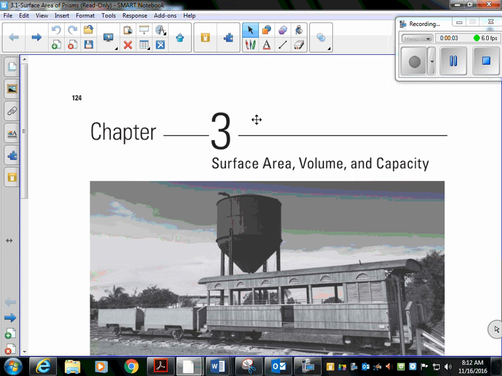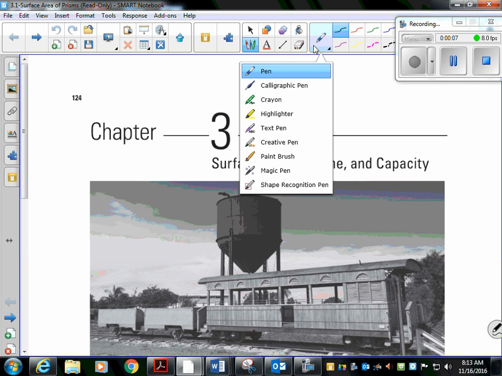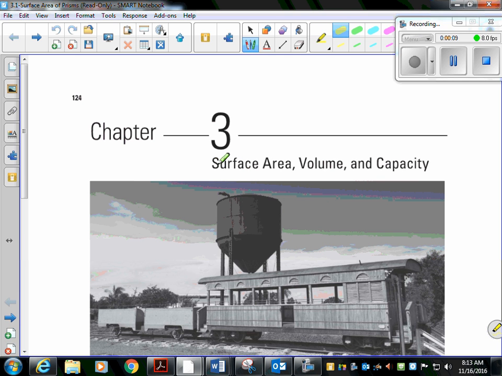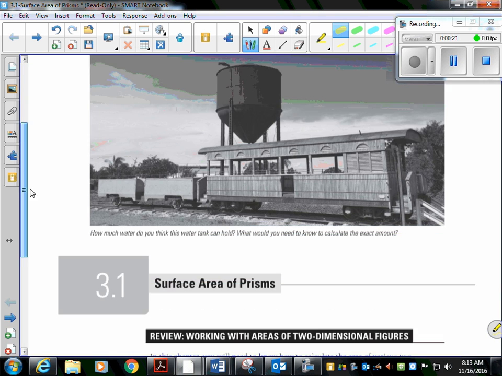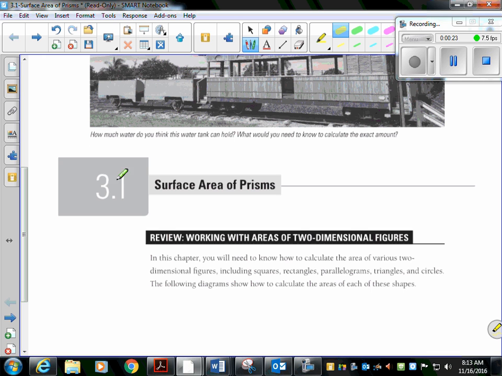So we're going to move on into chapter 3. Chapter 3 is all about surface area, volume, and capacity. Capacity is another word to explain how much something can hold. What's its capacity? When we look at 3.1 here, we're going to just basically look at surface area.